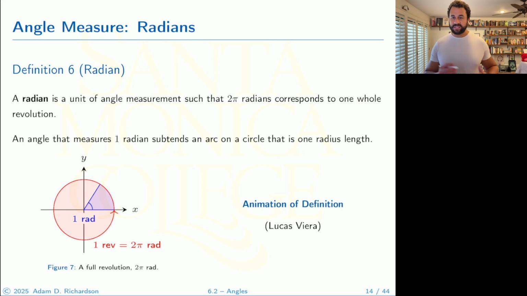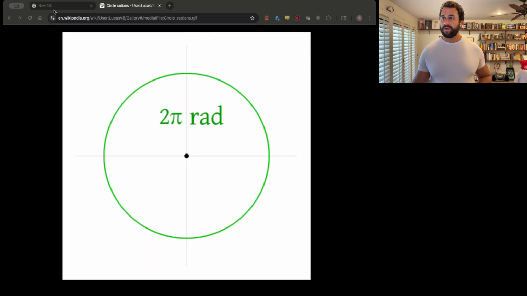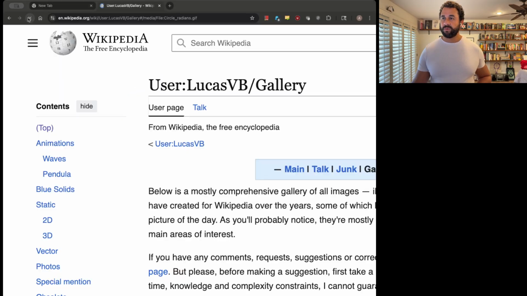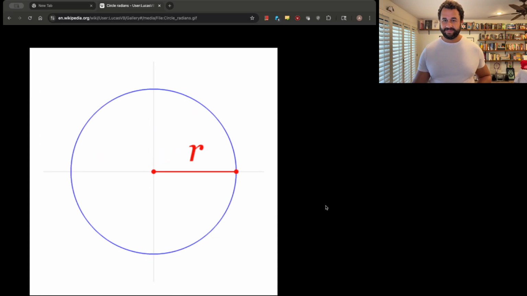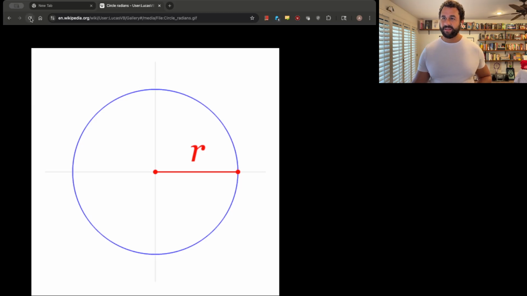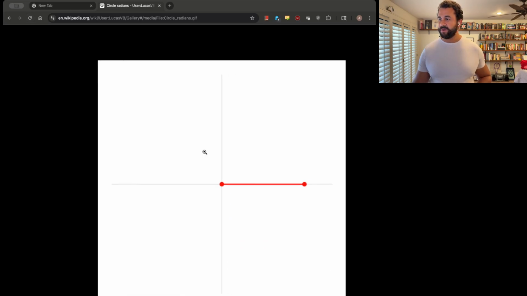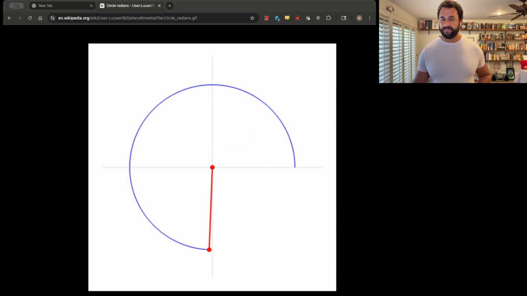Now, how is this coming about? What's the crux of this definition? We're going to take a look at this animation right now. Let me pull it up. Okay, here we go. All right, let me reload this. There we go. Okay, let me try that again. Let's start this over. All right, so here's the beginning of it right here.